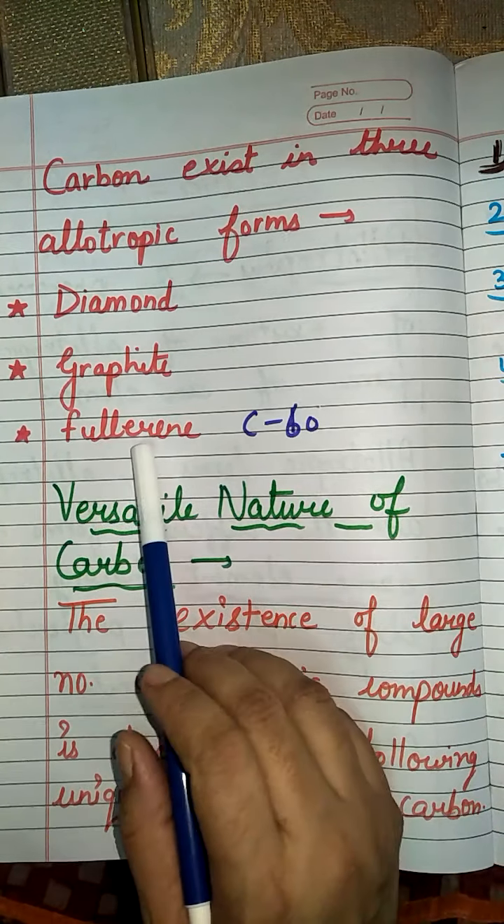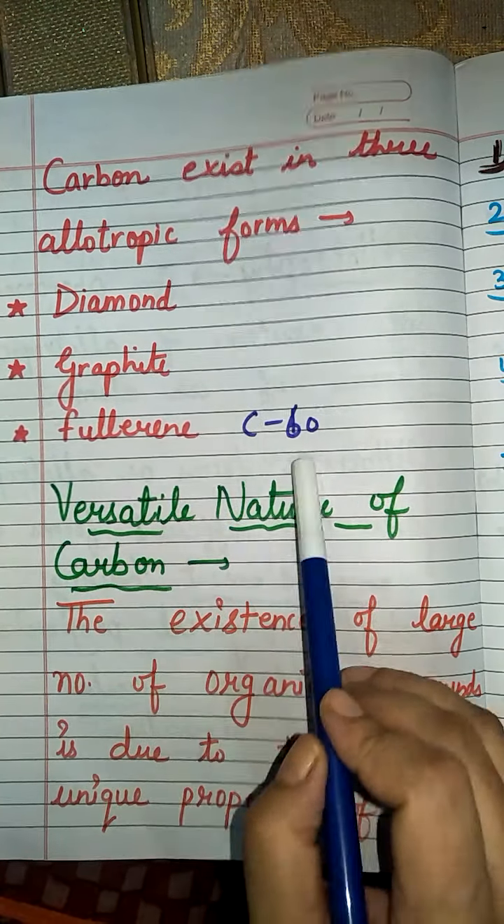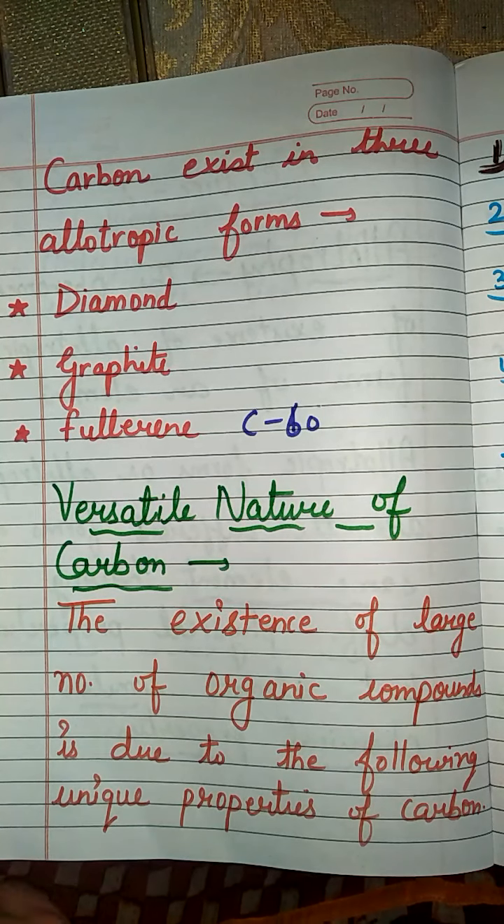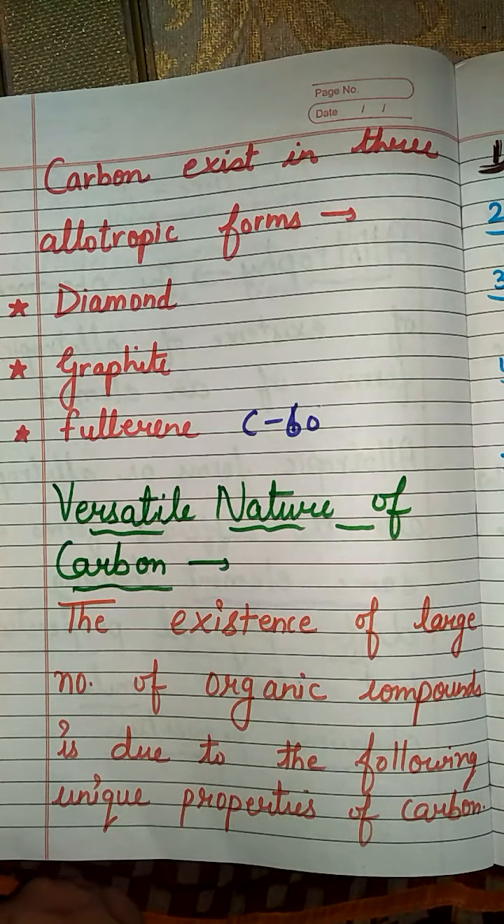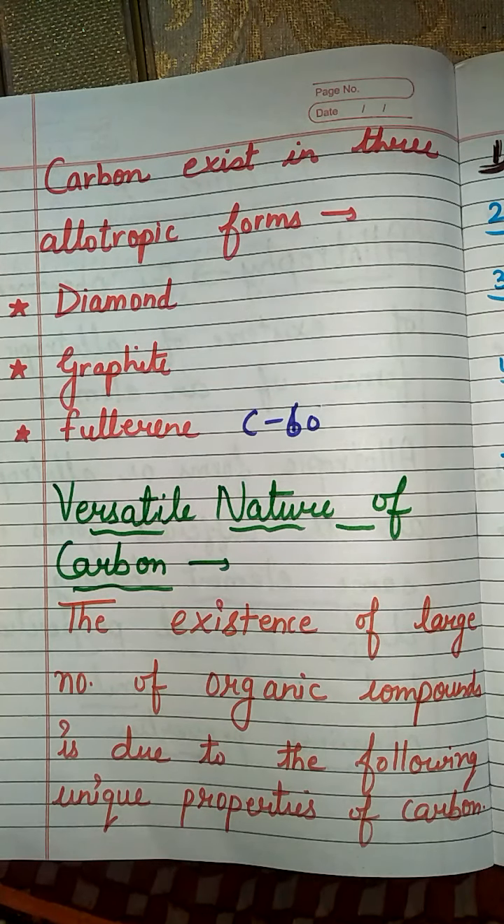The third one is fullerene. Fullerene has 60 carbon atoms. Fine. So the details of all these allotropic forms you are going to discuss at a higher level; that is not part of the 10th standard. So next is the versatile nature of carbon.